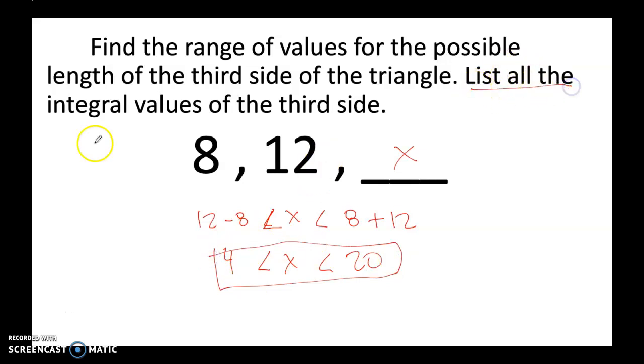Let's list all the integral values of the third side. It should be between 4 and 20. So we have 5, 6, 7, 8, and so on until 19. We do not include 20 because if the value of x becomes 20, it cannot form a triangle.